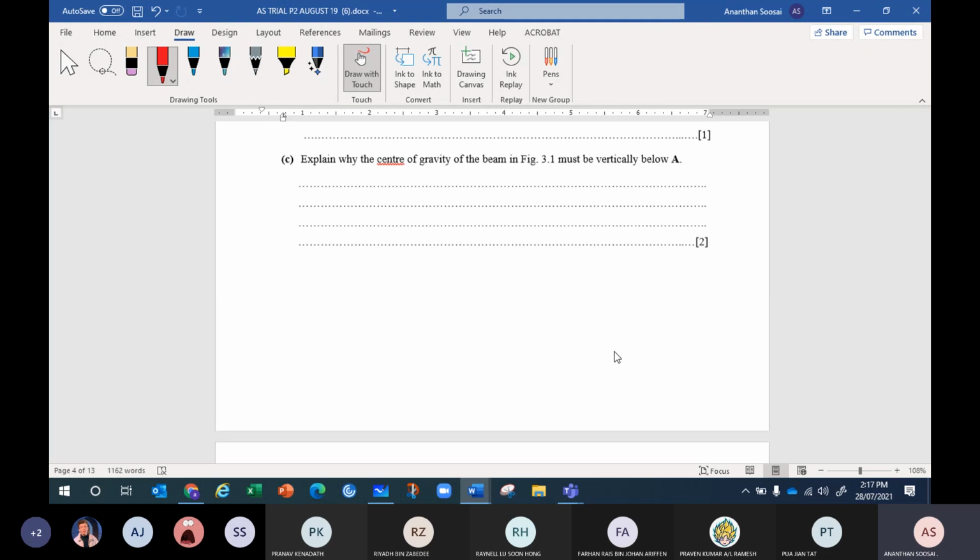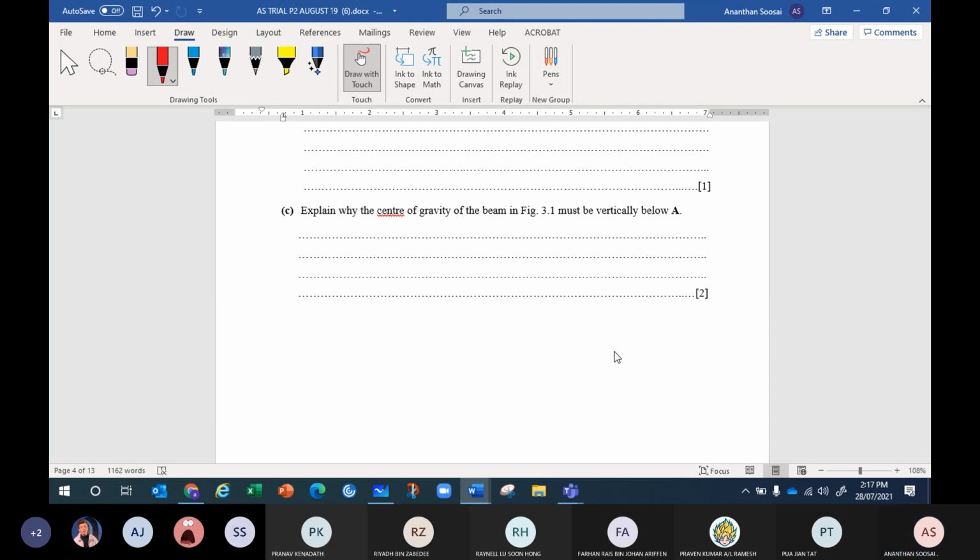Oh, this is 3C. Explain why the center of gravity of the beam must be vertically below A. Yeah, correct, right? So that the resultant moment is 0. The resultant moment is 0 because if you have any uneven object, you tie it with a string here. When it comes to equilibrium, the center of gravity must be below the pivot, because center of gravity is a point where the whole weight of the object is considered to act.